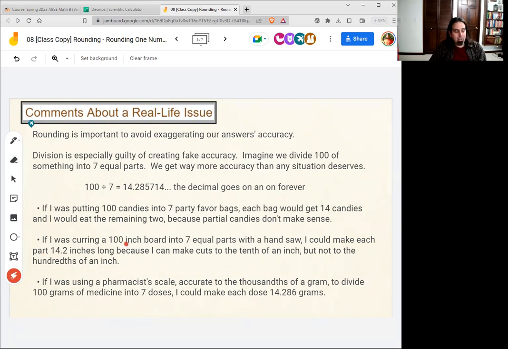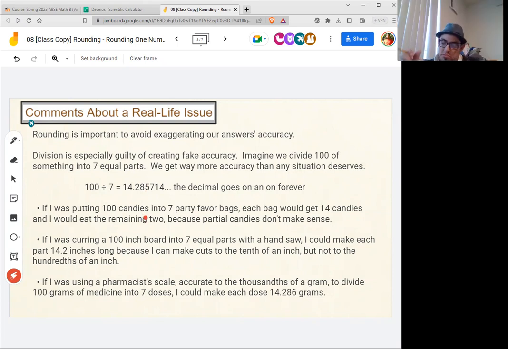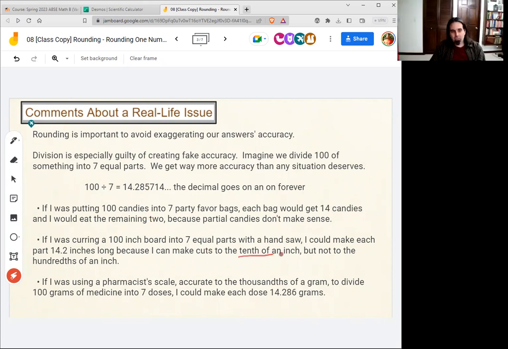On the other hand, if I had a 100-inch board and I needed to cut it into 7 parts, I can cut more precisely than to the nearest inch with a saw. I can probably cut to about 1/10 of an inch. Just looking at a tape measure, that's about how accurate my sawing is. Do I really think I can aim to the nearest 100th of an inch? Not the way I saw, right? Maybe if I had some fancy mechanical laser saw, but no, I don't. Just because of the tools I'm using, 1/10 of an inch sounds like the right amount of accuracy, and I should round to that.